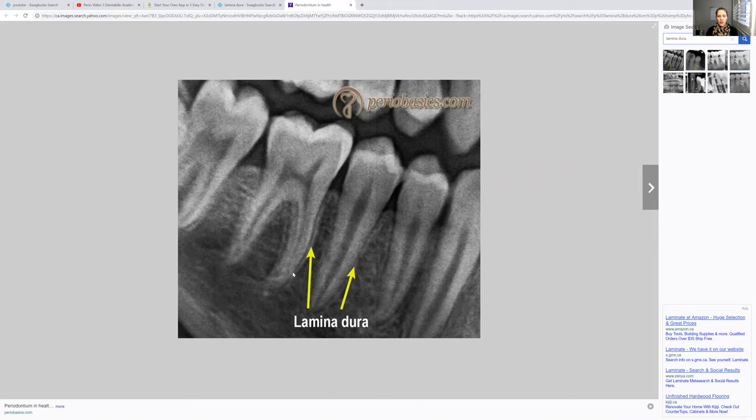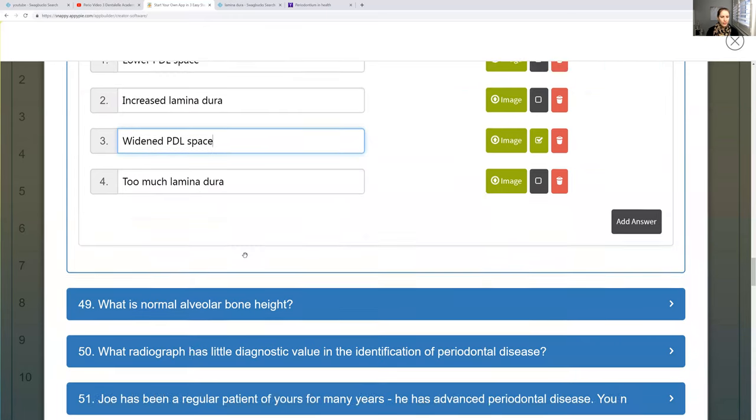So if you want to be really specific, the lamina dura is slightly outside and slightly inside of the PDL space. So does that make more sense? If not, let me know. Okay, next one.